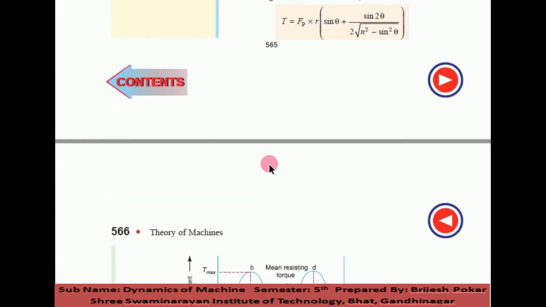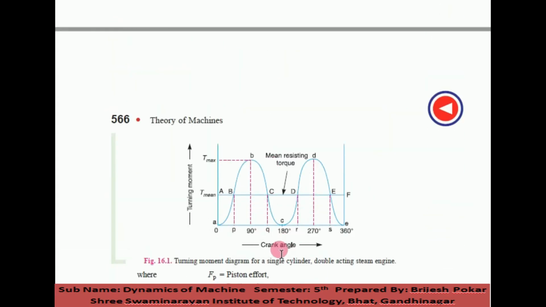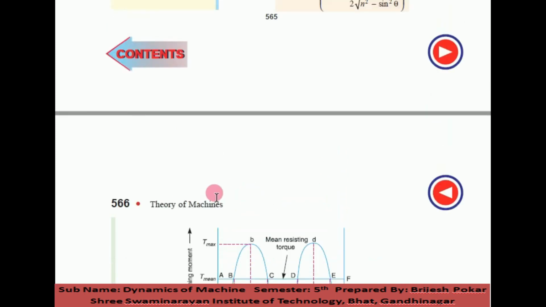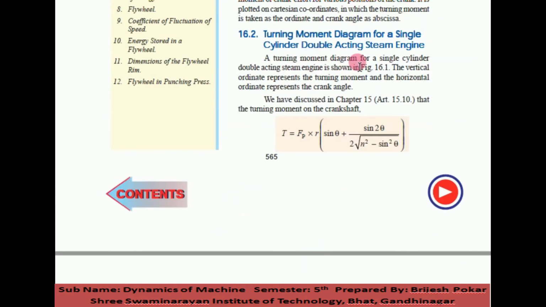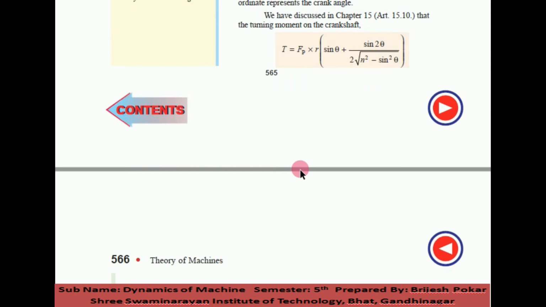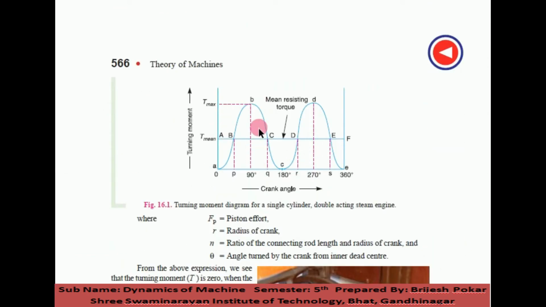Now you can see here the crank angle and turning moment. This is the turning moment diagram for a single cylinder double acting steam engine. Now the turning moment diagram is a crank effort diagram. Here you can see when the crank is at the 0 degree position, this is the crank angle, the torque generated here is like this.